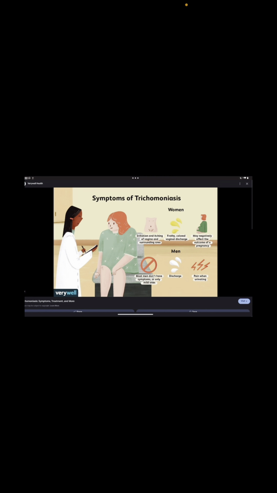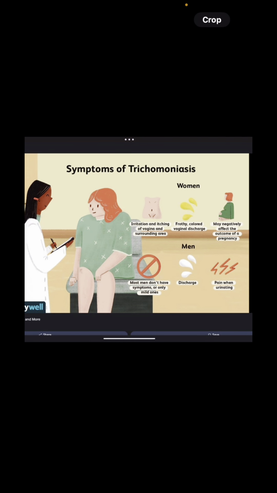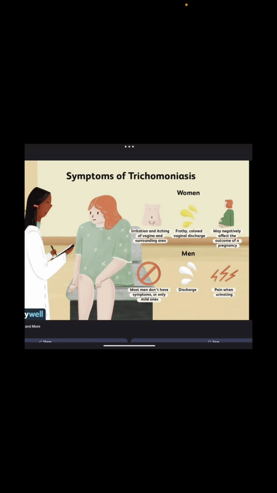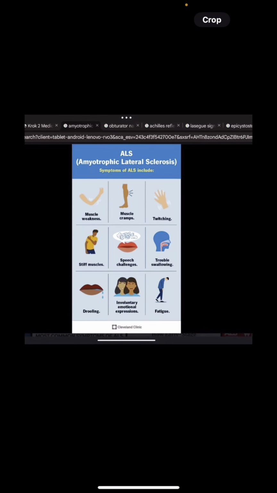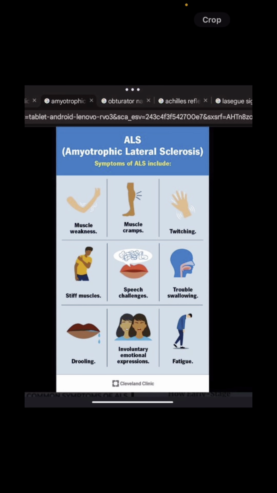So these are the symptoms of trichomonas, but I have told you the main symptoms which the KROK question will say, like the profuse foul smelling discharge, foamy discharge. So we need to mark the trichomonas. Next is amyotrophic lateral sclerosis.